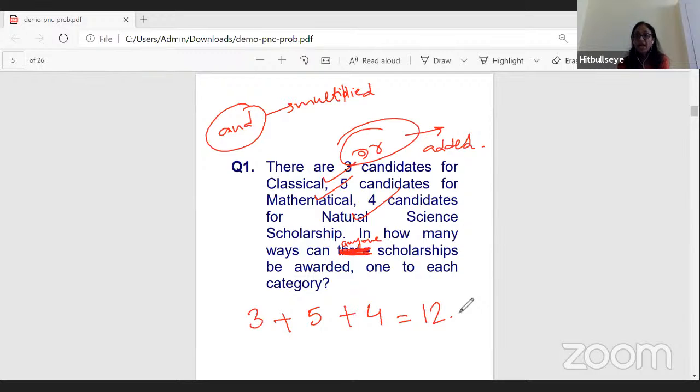All right, so if it's an and, the answer will be 60. If it's an or, the answer will be 12. Right, okay, let's take up the next question then.